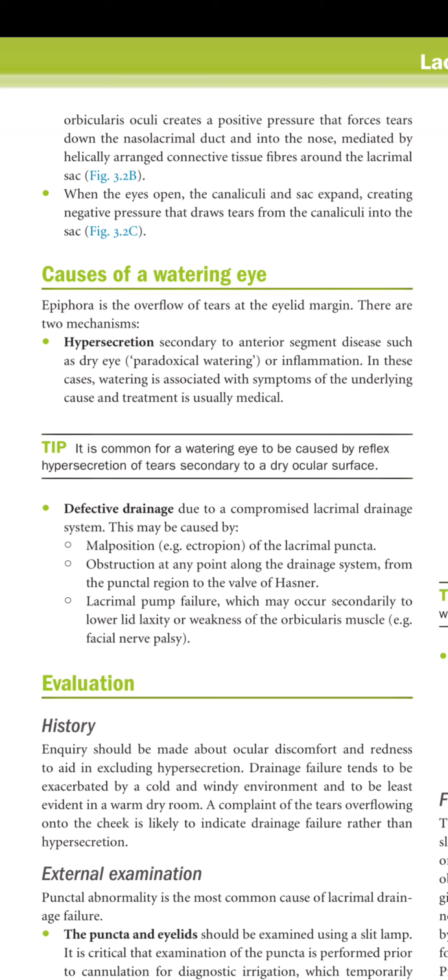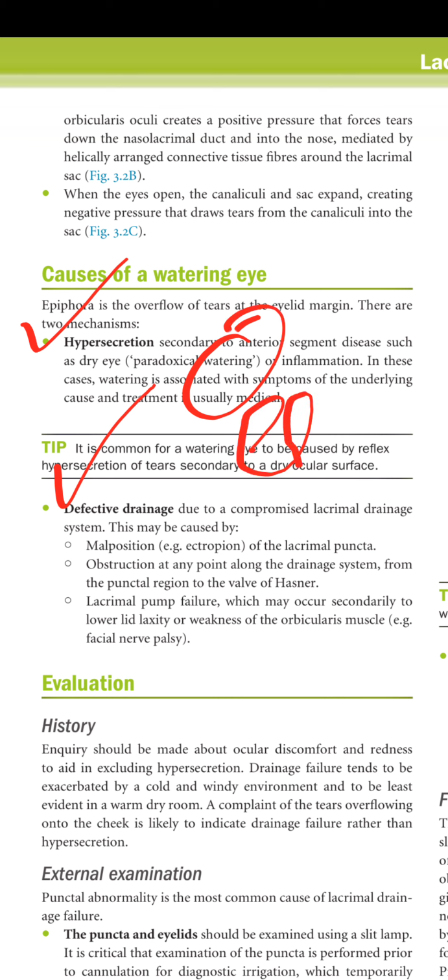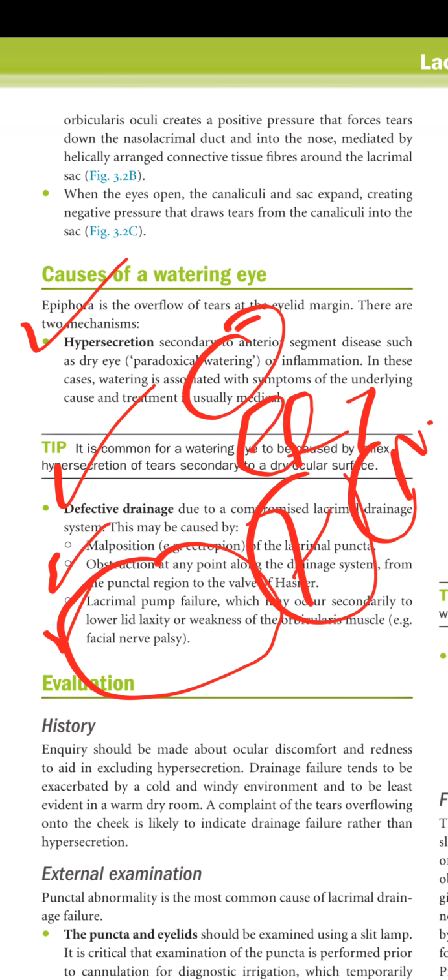This may be caused by malposition of the lacrimal punctum, obstruction at any point along the drainage system from the punctal region to the valve of Hasner, or lacrimal pump failure, which may occur secondarily to lower lid laxity or weakness of the orbicularis muscle. So basically, the defective drainage can be due to the lacrimal puncta being stenosed or malpositioned. It can be due to obstruction at any point. It can be due to lacrimal pump failure. Basically, it occurs in 7th cranial nerve palsy when there is a weakness of the orbicularis muscle.